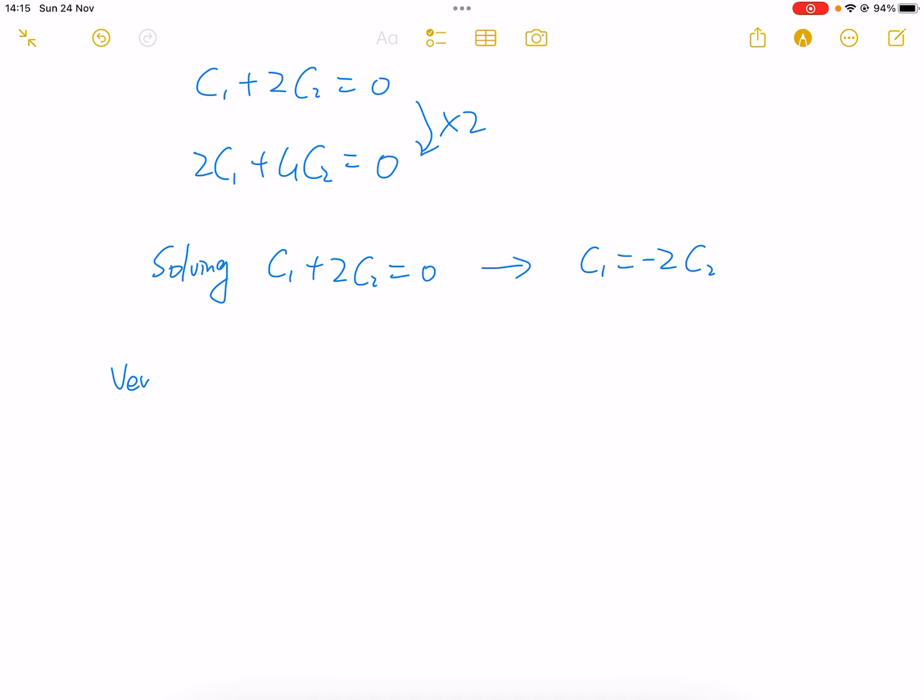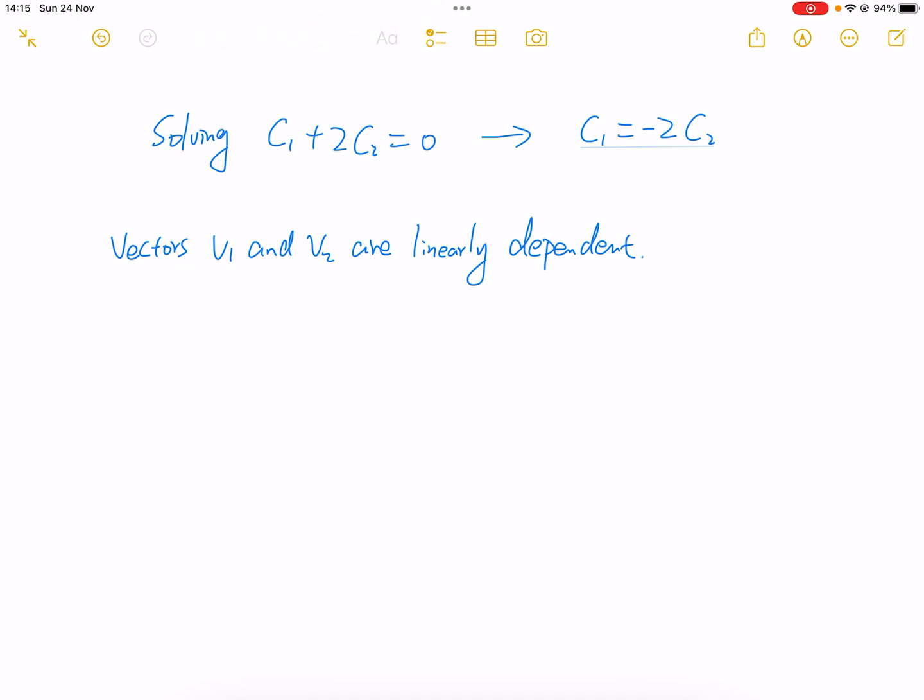Vectors v1 and v2 are linearly dependent. Since v1 and v2 are linearly dependent, we cannot use both as a basis for the vector space. A basis must consist of linearly independent vectors, so we need to find a basis for the vector space spanned by these two vectors.